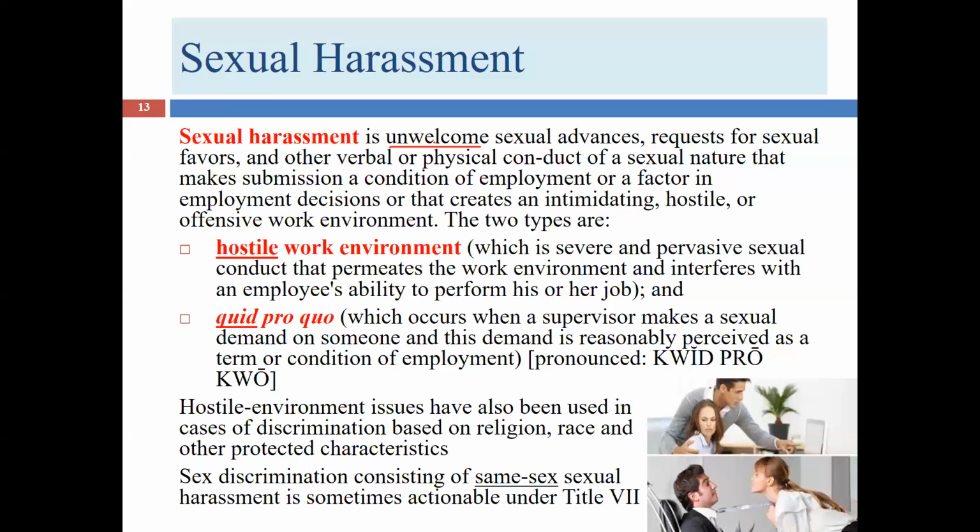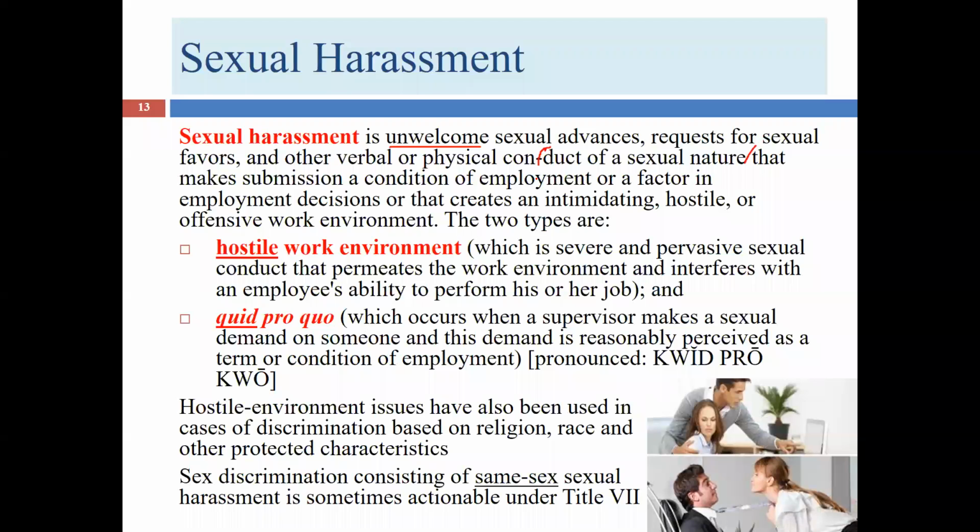So it includes anything that's unwelcome, such as sexual advances, requests for sexual favors, and other verbal or physical conduct of a sexual nature. So any one of these three, or combination of these three things, and then here we have our next part, that makes submission, in other words, agreeing to this conduct, a condition of employment. In other words, you have to do this.